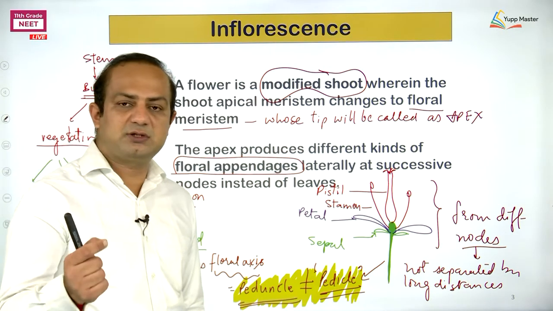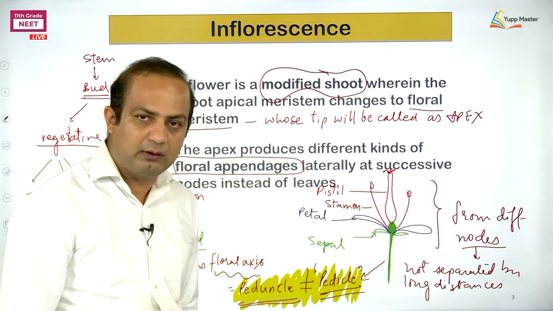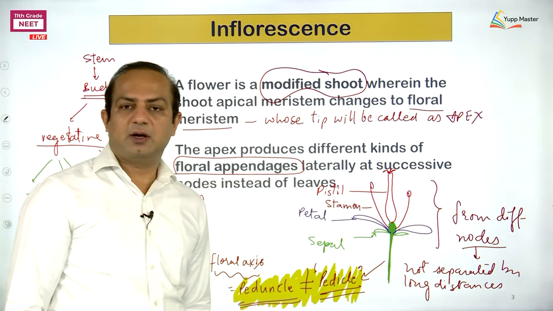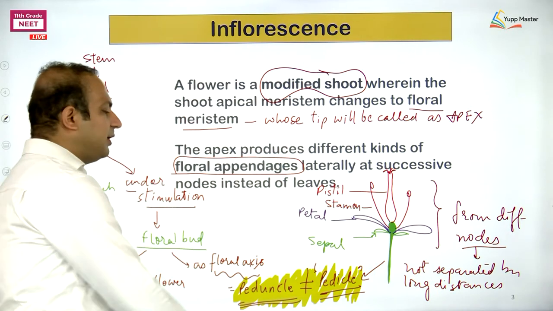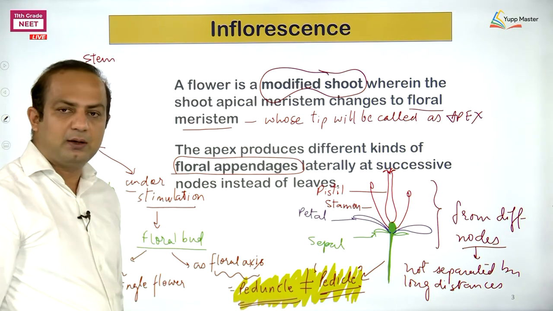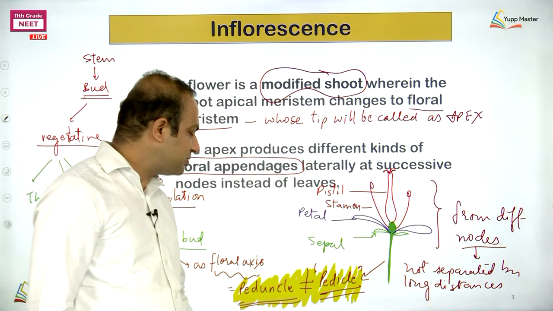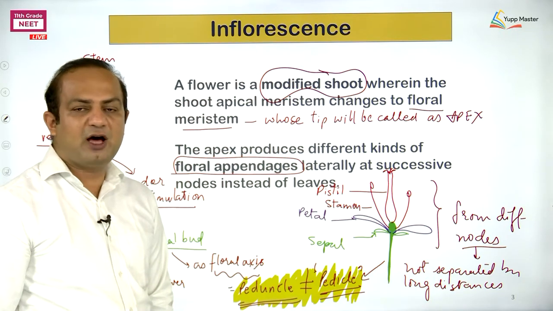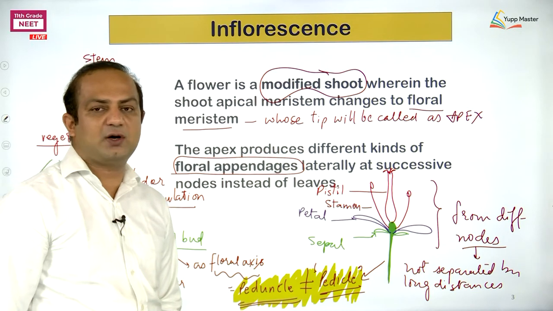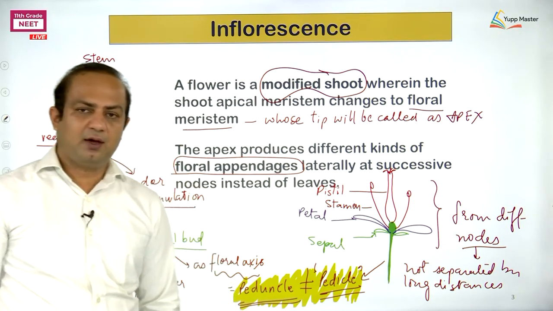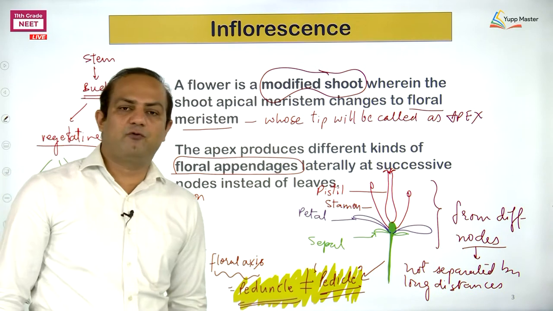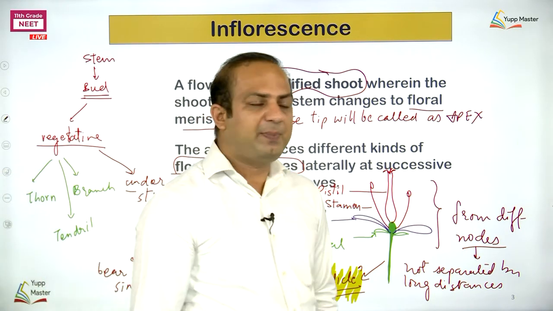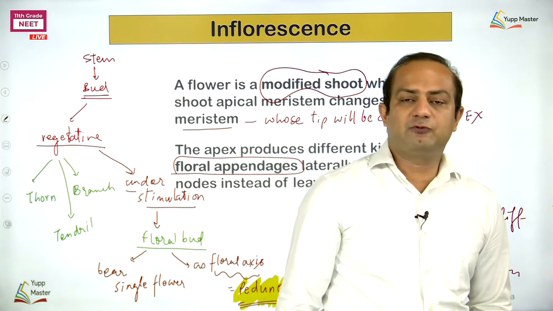A minor mistake or minor error in reading means we are going to lose one question if we read pedicel instead of peduncle. So a flower which does not have pedicel is called sessile. Okay. Peduncle is seen in inflorescence. Pedicel is for the stalk of flower. Peduncle is the stalk of inflorescence.